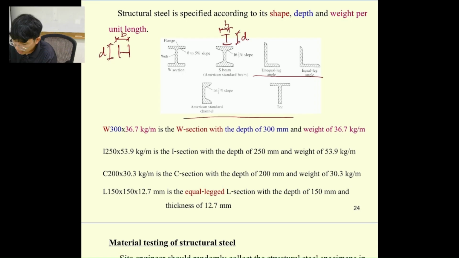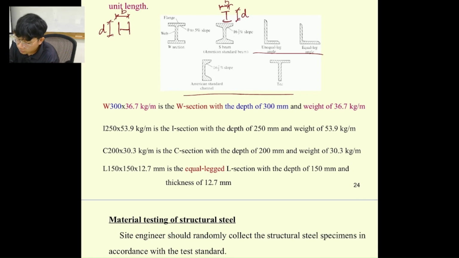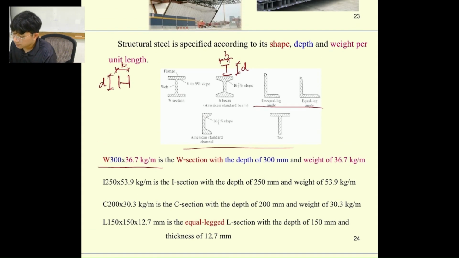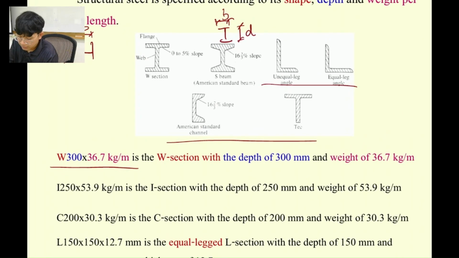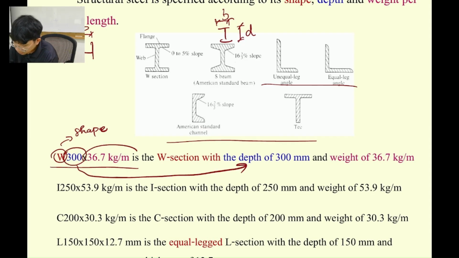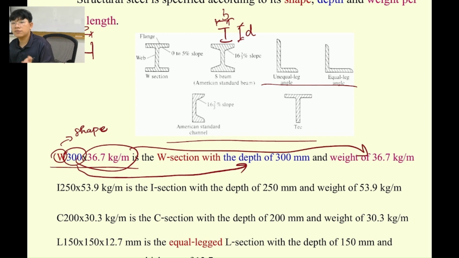Okay. And for the section over here, we have the W section, which provides some notation after the letter W. W is the shape of the section. 300 is going to be the depth over here. And then at the back over here is going to be the weight per kilogram. So this is how we differentiate it.